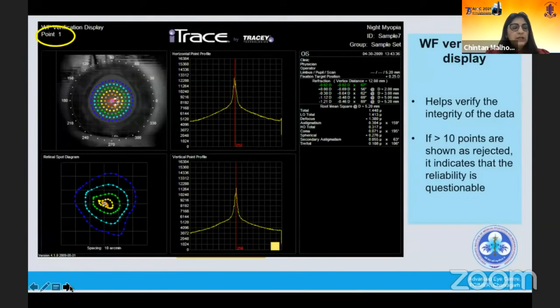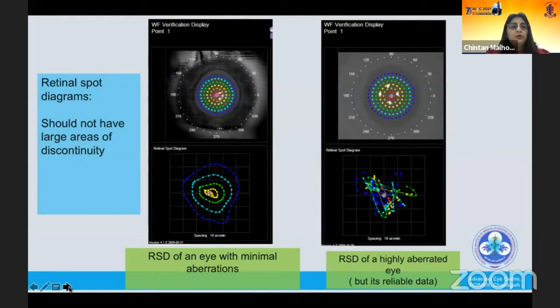Before we go on to seeing any of the other information, what we should see is the verification display to see whether the data is reliable or not. So this helps to verify the integrity of the data. If we look at the top left-hand of the screen, it's mentioned as 0.1. If greater than 10 points are shown as rejected, it implies that the reliability is questionable and probably the scan should be taken again. The other thing about the retinal spot diagram is that it should not have large areas of discontinuity.